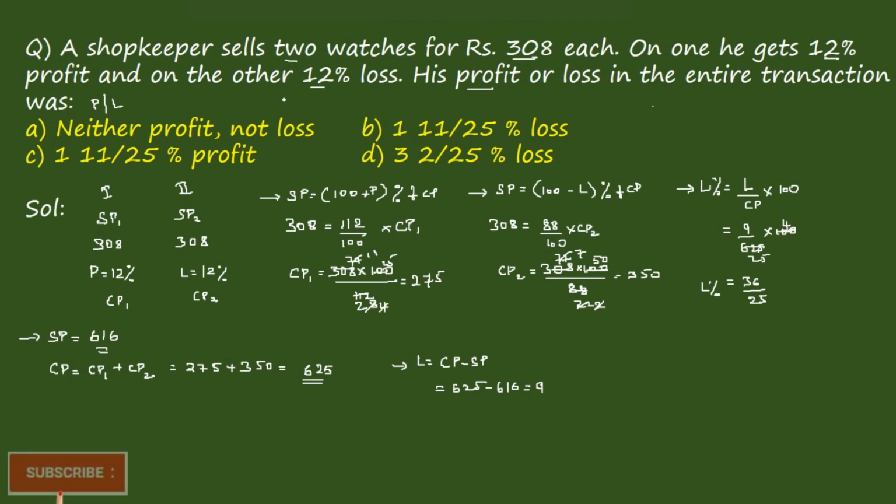Now look at the options. The answer is in a different format, right? So just divide it, 36 by 25. Then 1 it goes by 25, it goes to 11, right? Which is equal to 1 11 by 25 percentage, right? So the answer is option B. We are getting a loss of 1 11 by 25 percentage, right?